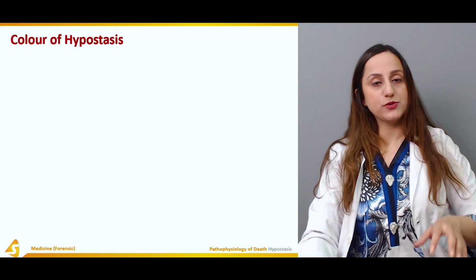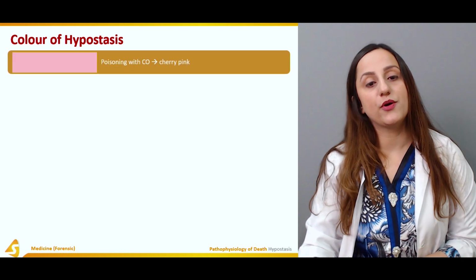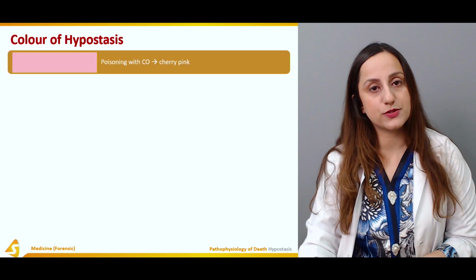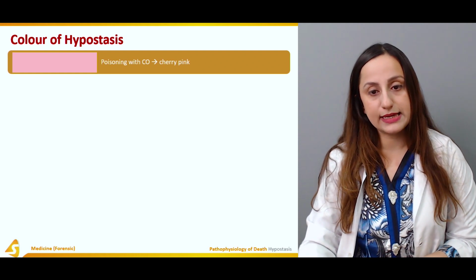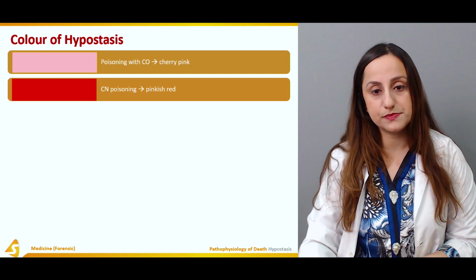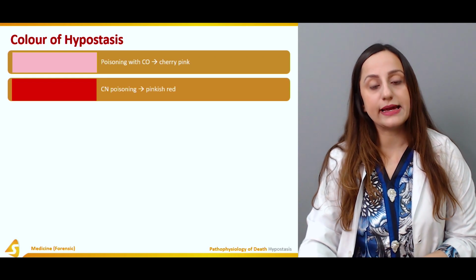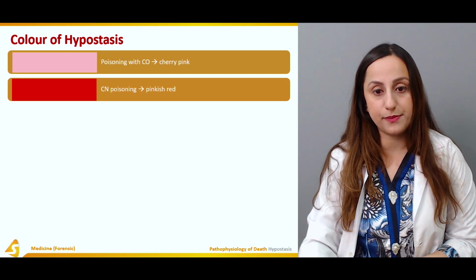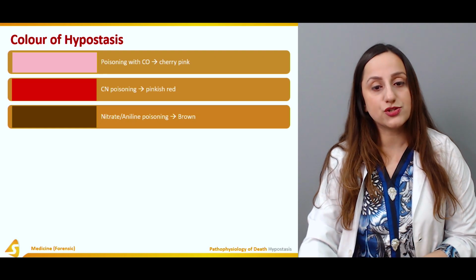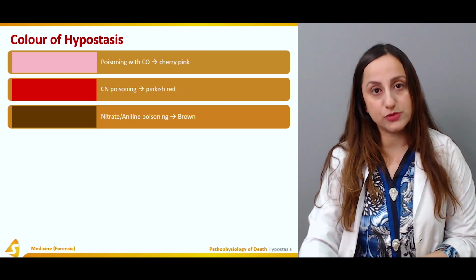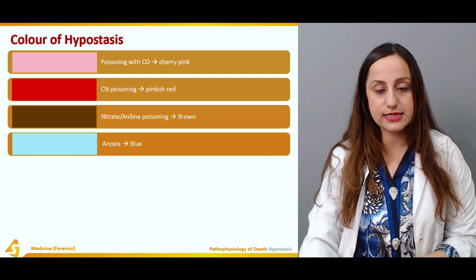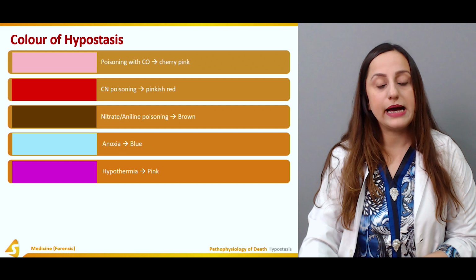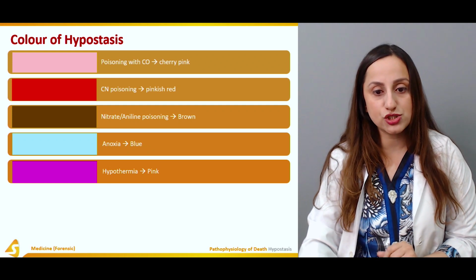Now, the color of hypostasis, I've already shown in some of the slides, differs in different types of poisoning cases. In case of carbon monoxide poisoning, it gives a cherry pink appearance. In case of potassium cyanide poisoning, it gives a pinkish red appearance. In cases of nitrate and aniline poisoning, it gives a brownish tinge. In cases of anoxia, it is bluish discoloration. In hypothermia, it is a pinkish tinge.